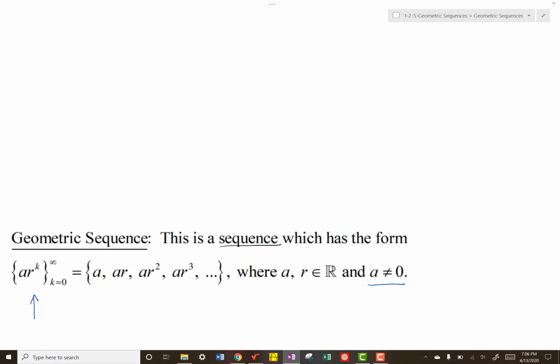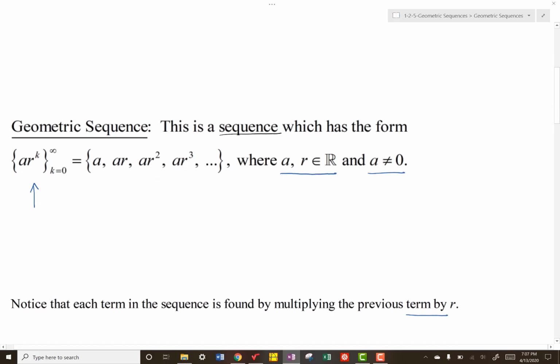So if k is 0, we get a. If k is 1, we get a times r. If k is 2, we get a times r squared, and so on and so on. We also are assuming that a and r are some real numbers here, and the value of a is not 0, because if it was 0, then everything would just be 0. We don't really care about that.